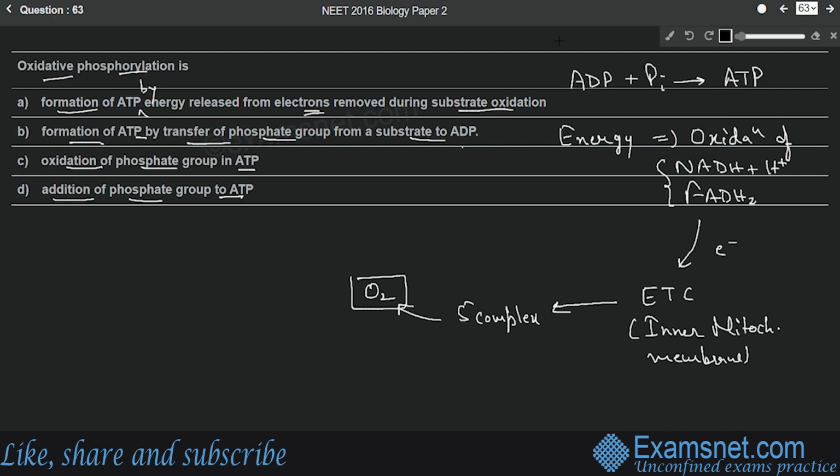Now during the movement of electrons from one complex to another, there is development of a gradient known as proton gradient, and this is responsible for the release of energy. Okay, so let's see which option should be the correct one. The first option says formation of ATP by energy released from electrons removed during substrate oxidation. So yes, we have seen that these substrates, that is NADH plus H plus and FADH2, are oxidized, and from that electrons are removed, and that is responsible for the release of energy. So this option will be the correct answer.